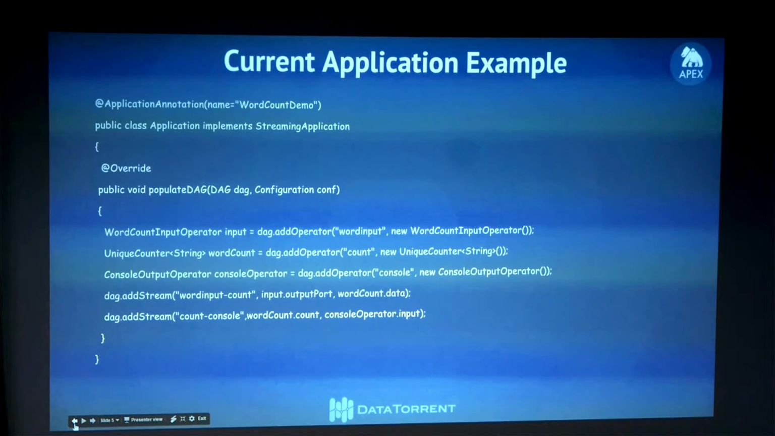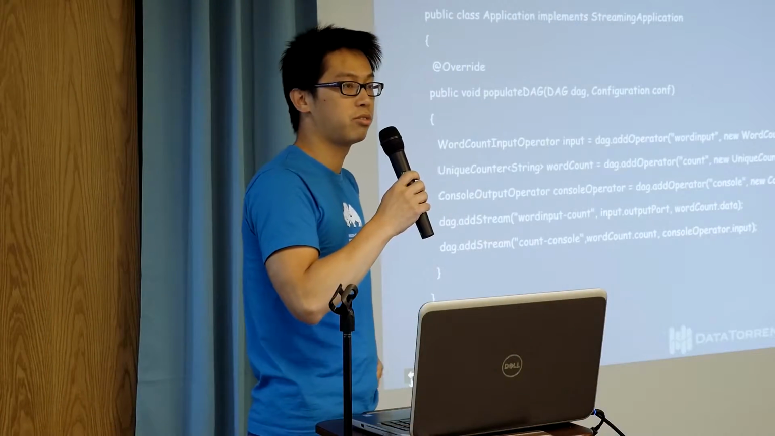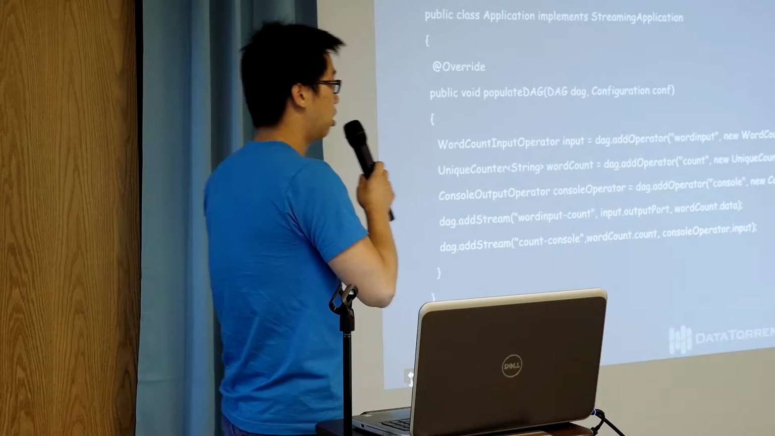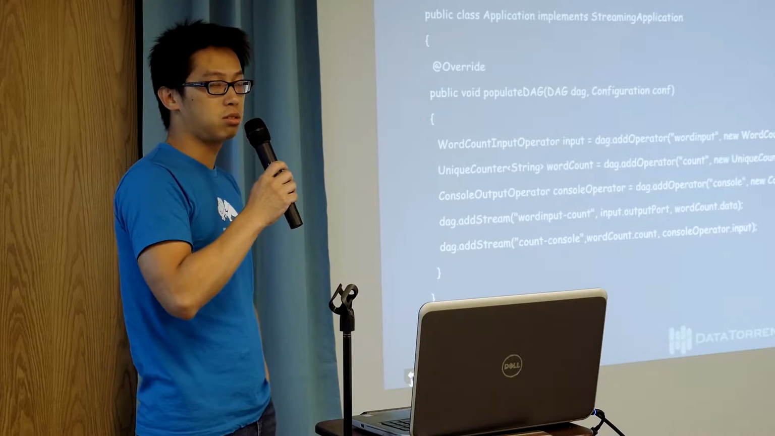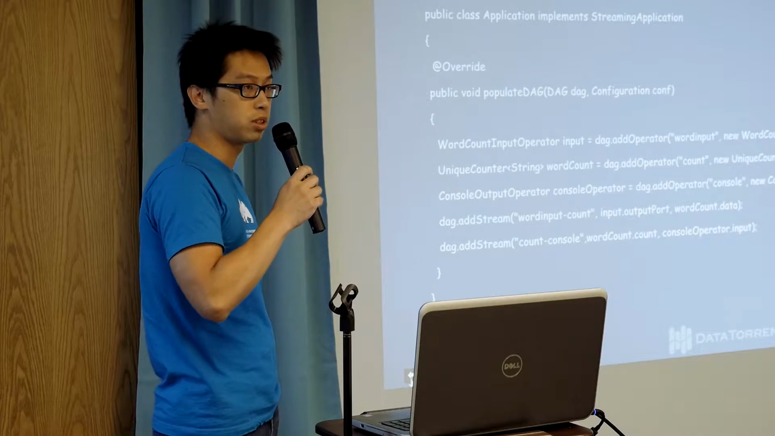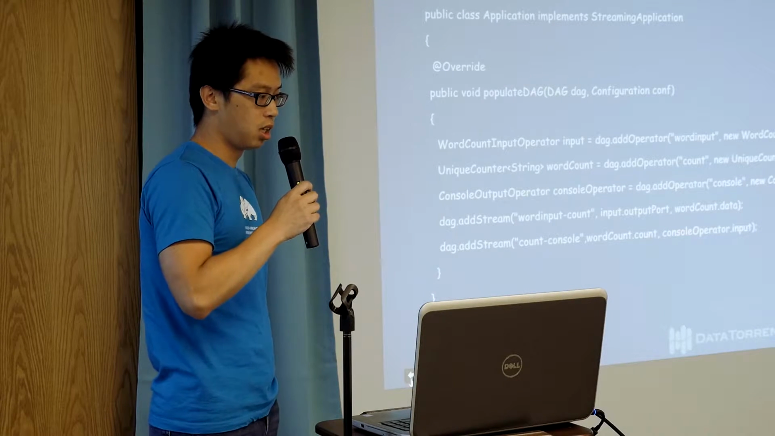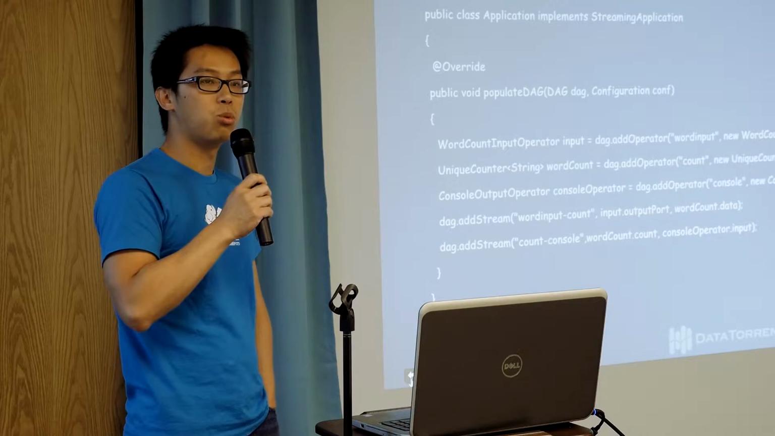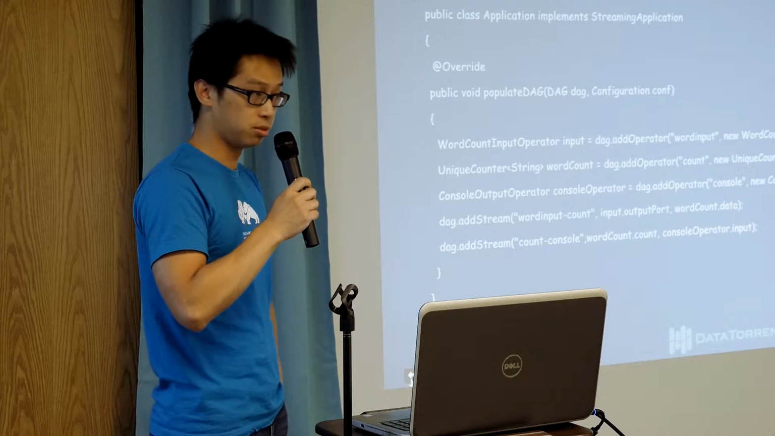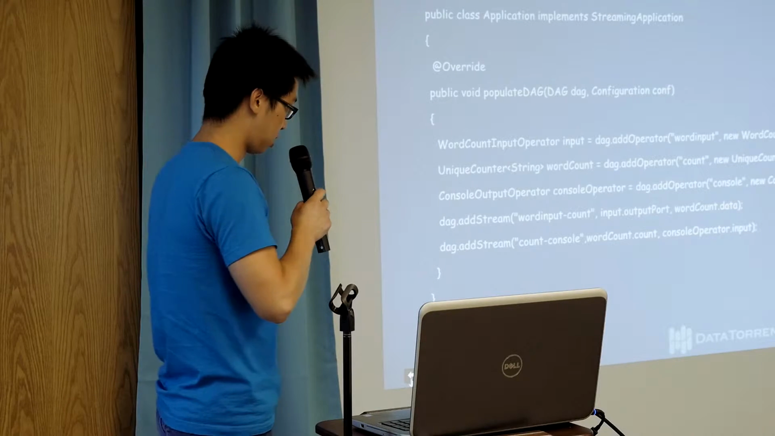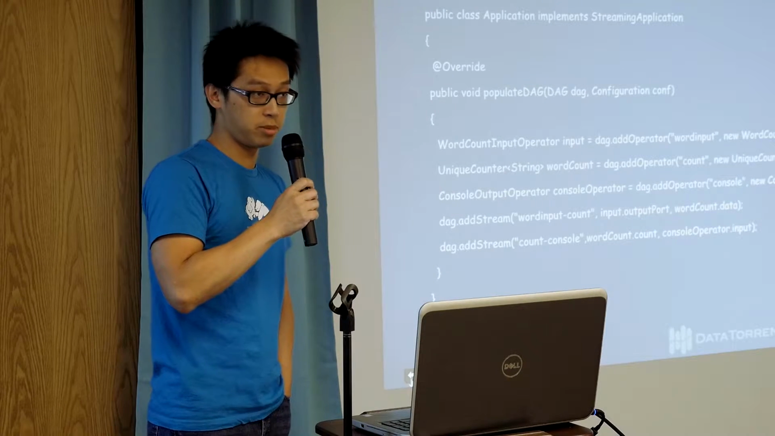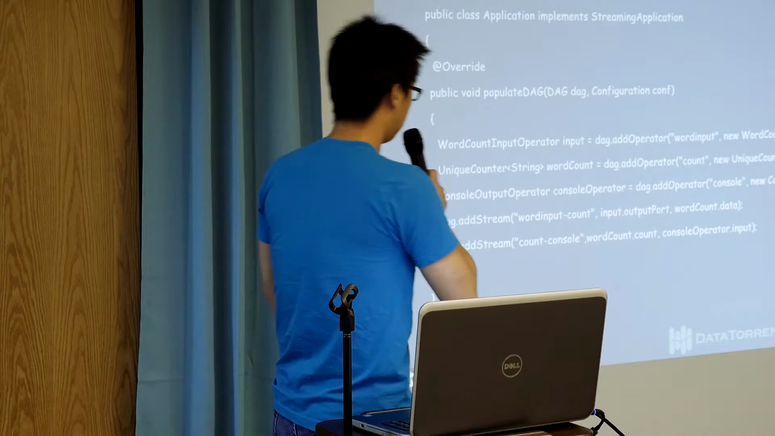And also, these word input operator, unique counter, and console output operator are all in the Malhar library that I mentioned before, the operator library we built upon our engine. And they are different classes. There are a couple hundred different operators there. So when you start to use Apex to write an application, sometimes you won't be able to quickly find out which operator does what you need. It's kind of difficult to find a particular operator you want from hundreds of different operators.